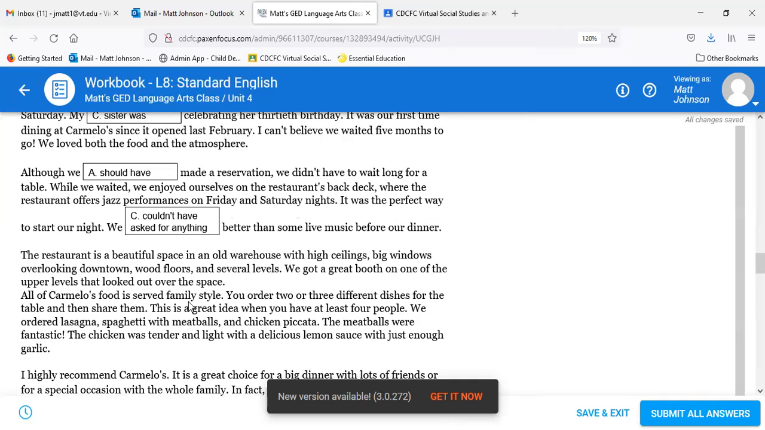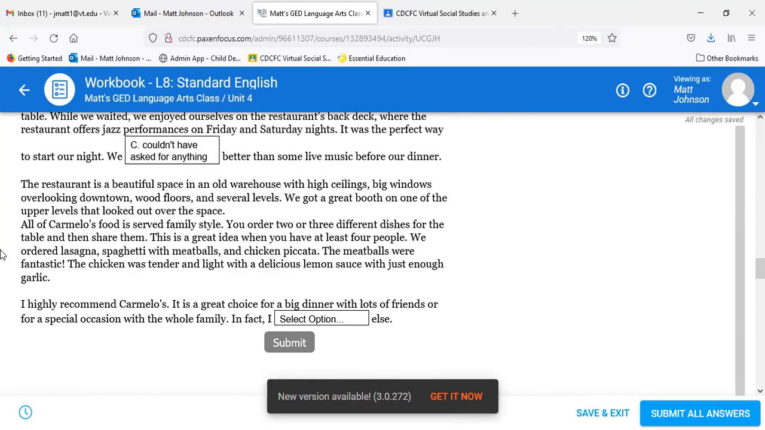The restaurant is a beautiful space in an old warehouse with high ceilings, big windows overlooking downtown, wood floors, and several levels. We got a great booth on one of the upper levels that looked out over the space. All of Carmelo's food is served family style. You order two or three different dishes for the table and then share them. This is a great idea when you have at least four people. We ordered lasagna, spaghetti with meatballs, and chicken piccata. Meatballs were fantastic. Chicken was tender and light with a delicious lemon sauce with just enough garlic. I highly recommend Carmelo's. It is a great choice for a big dinner with lots of friends or for a special occasion with the whole family.